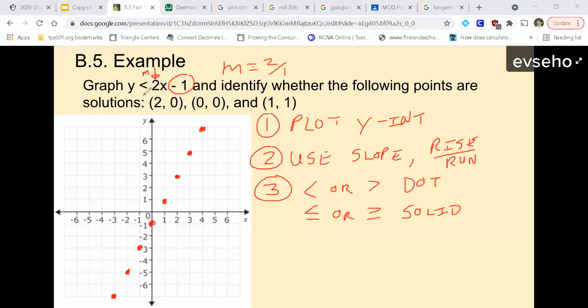For this problem, it is strictly less than, right? There's no dash under here. So we will connect these with a dotted line. Which, to be honest, for our problem, the dots were probably already fine. So this means points on the line.